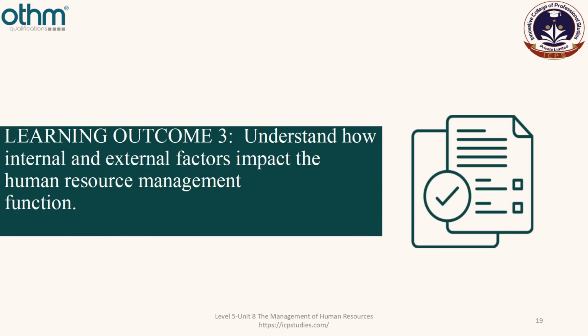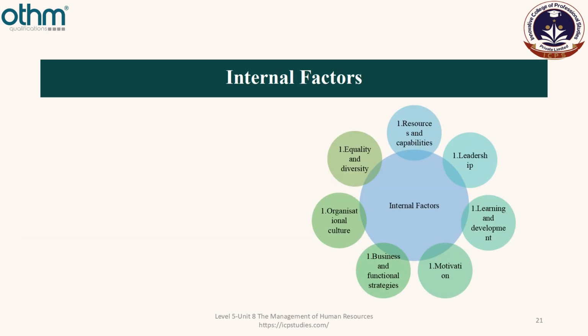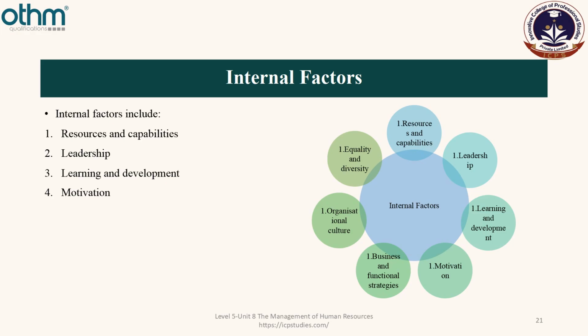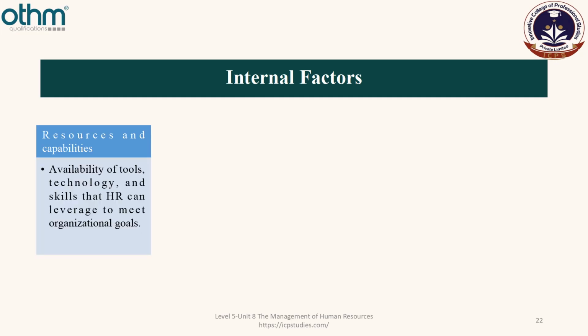Now we have the third learning outcome, in which we understand how internal and external factors impact the HRM functions. We have the first assessment criteria for that, in which we compare the internal factors which affect HRM. We have different internal factors here, which include resources and capabilities, leadership, learning and development, motivation, business and functional strategies, organizational culture, equality and diversity. Now we will discuss these factors one by one.